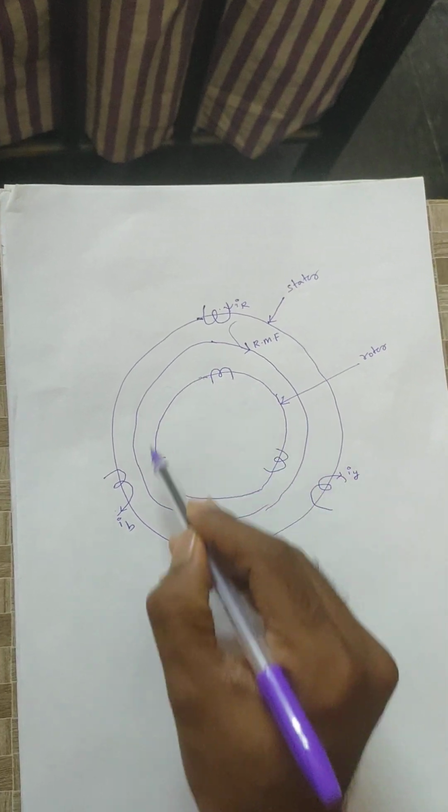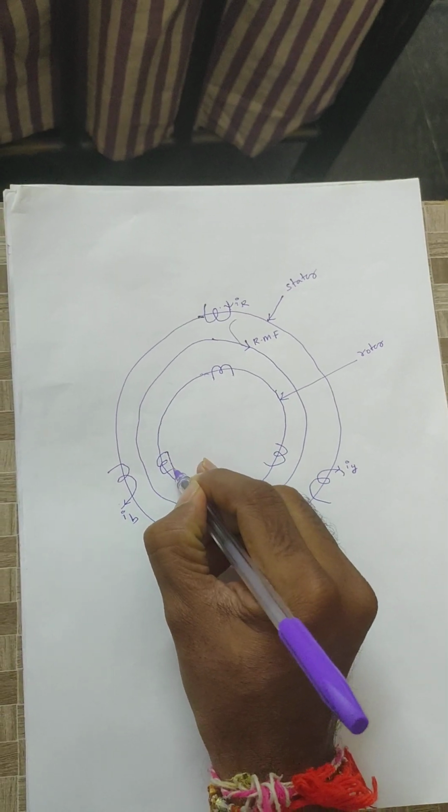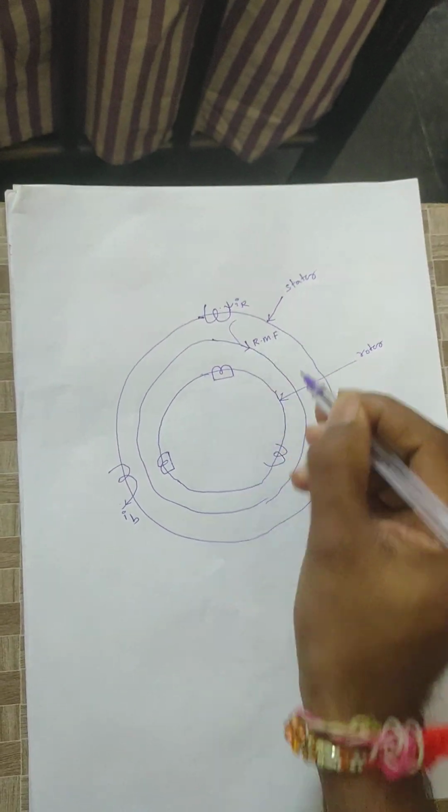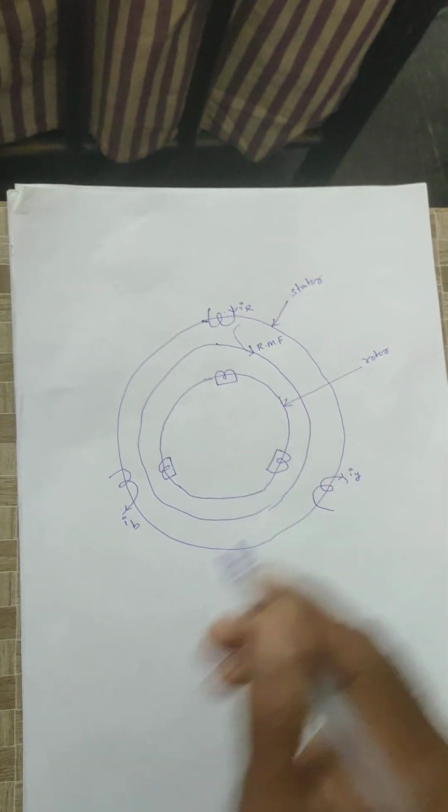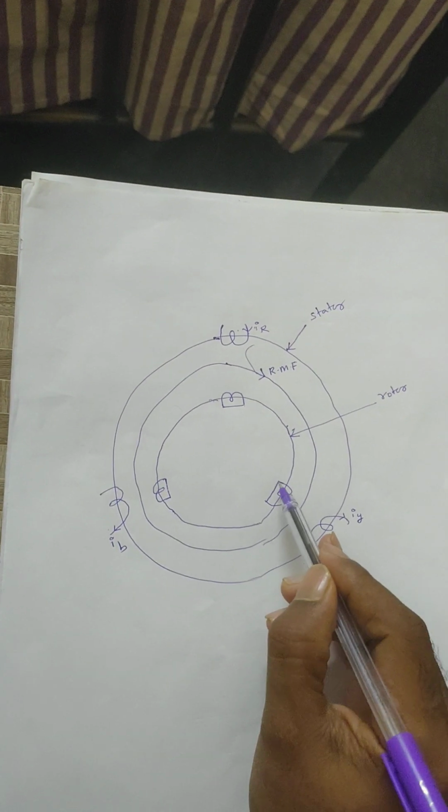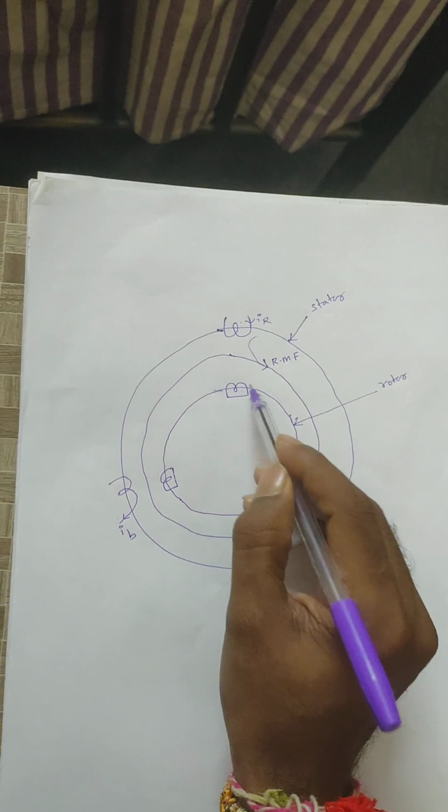These are the rotor conductors. These rotor conductors are short circuited by end rings to facilitate a closed path for the flow of current.